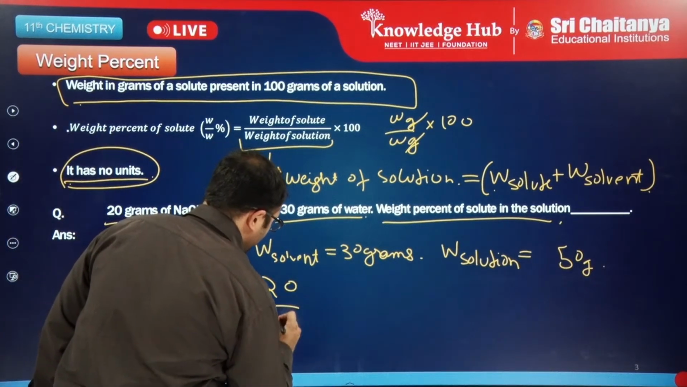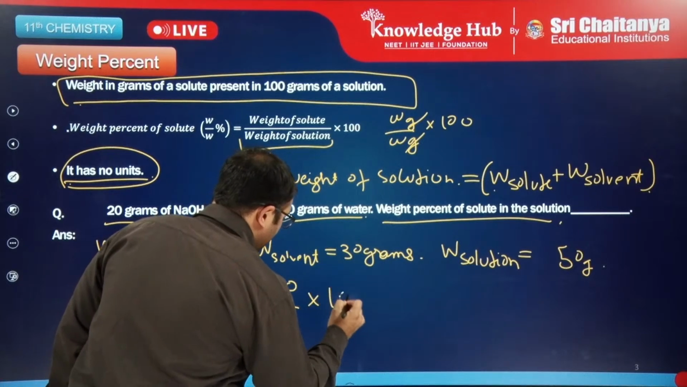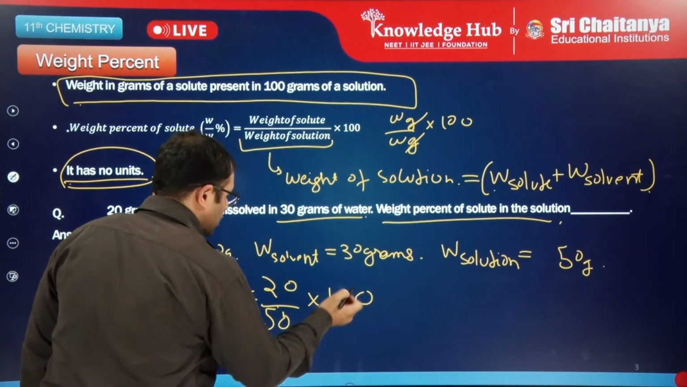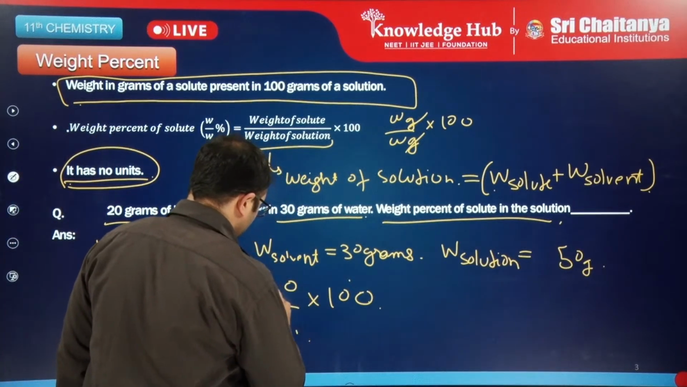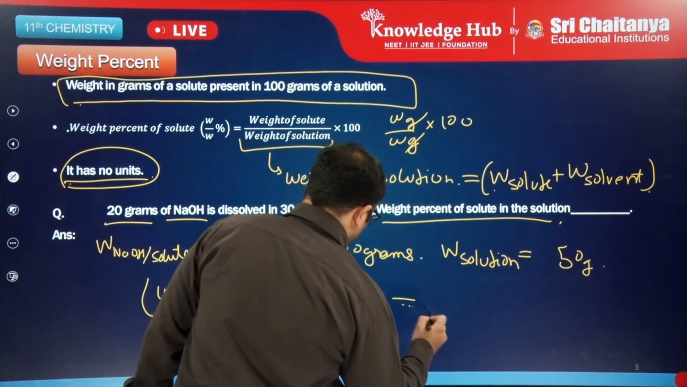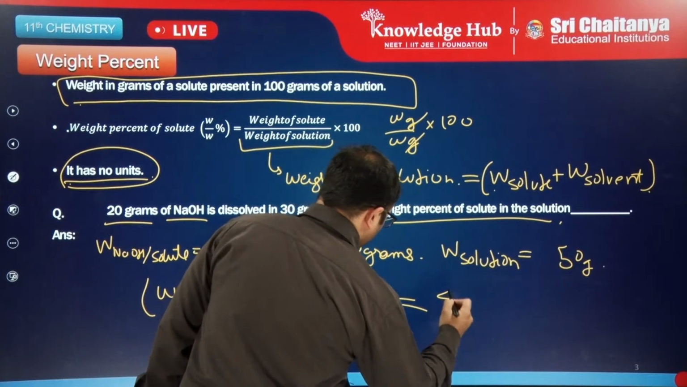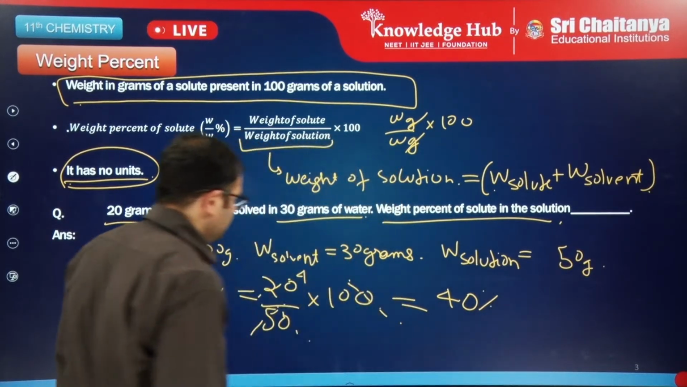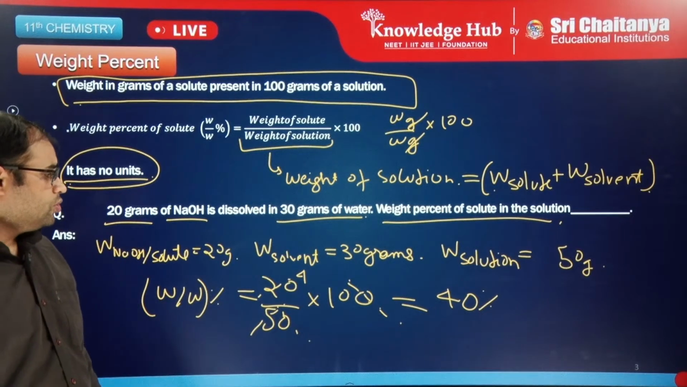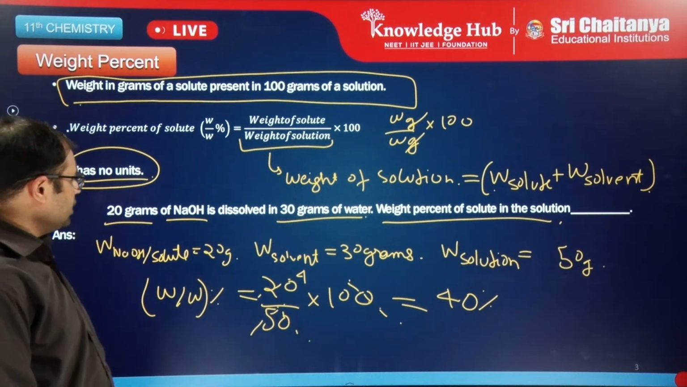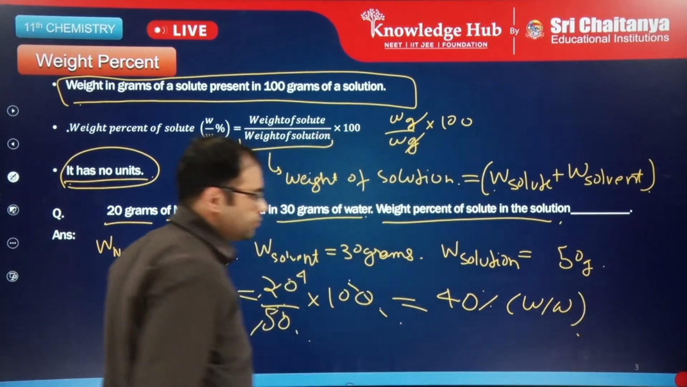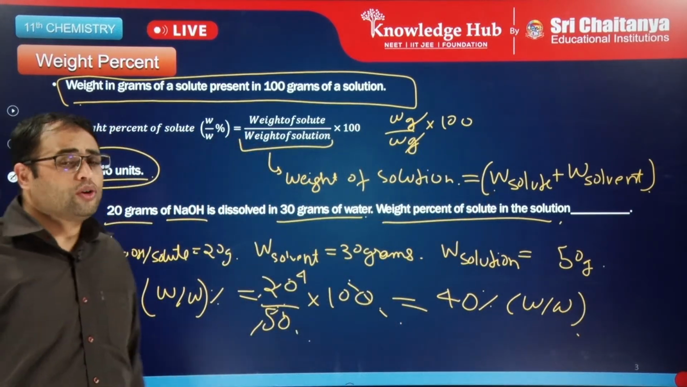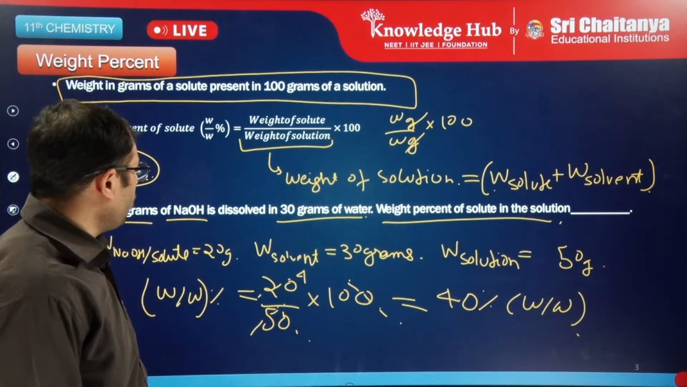20 divided by 50 multiplied by 100. The zeros get cancelled out, 2 by 5 is 0.4, you will get 40%. So that is our answer: 40% weight by weight. In this way, you are going to approach weight percentage problems.